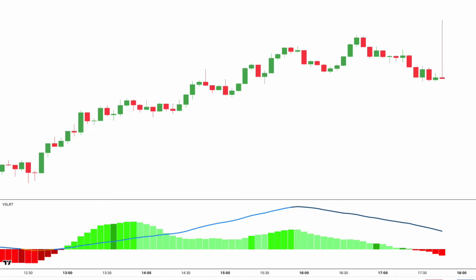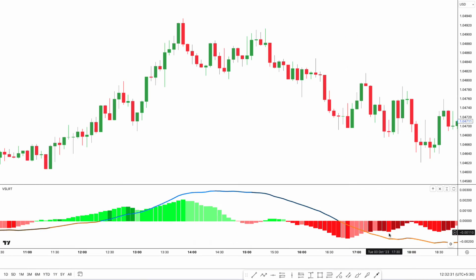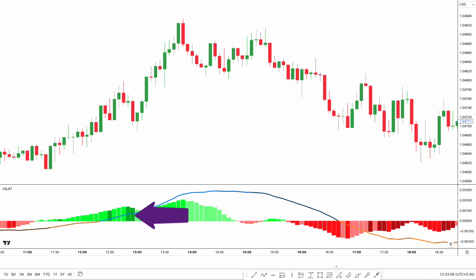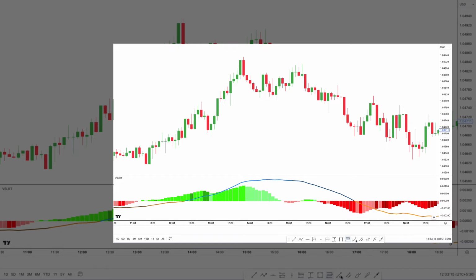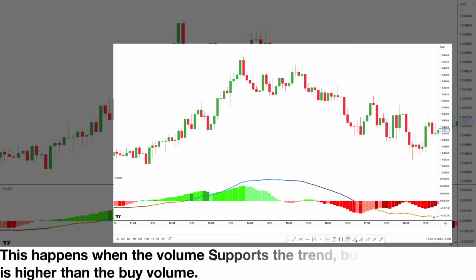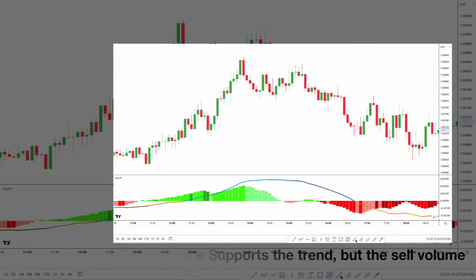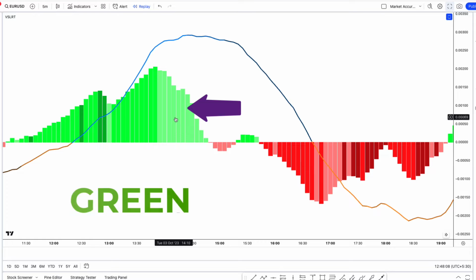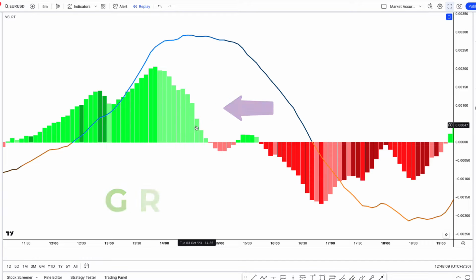This only happens when the trend is backed by a huge volume, specifically when the buy volume is greater than the sell volume. Now, as you can see, we have two more shades of green within this bullish histogram. This medium dark shade of green indicates that the trend strength is decreasing. This happens when the volume supports the trend, but the sell volume is higher than the buy volume. For this darker shade of green, it indicates that the trend strength is decreasing, and this occurs when the volume does not support the trend. Whenever you see this dark shade of green, that is a possible indication of a trend reversal.